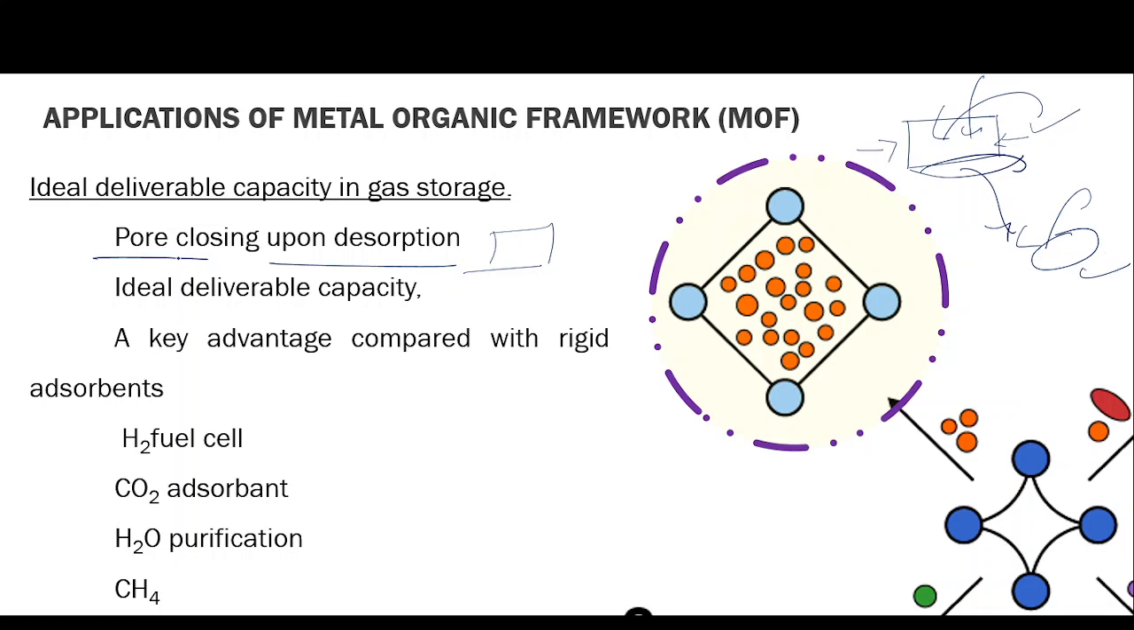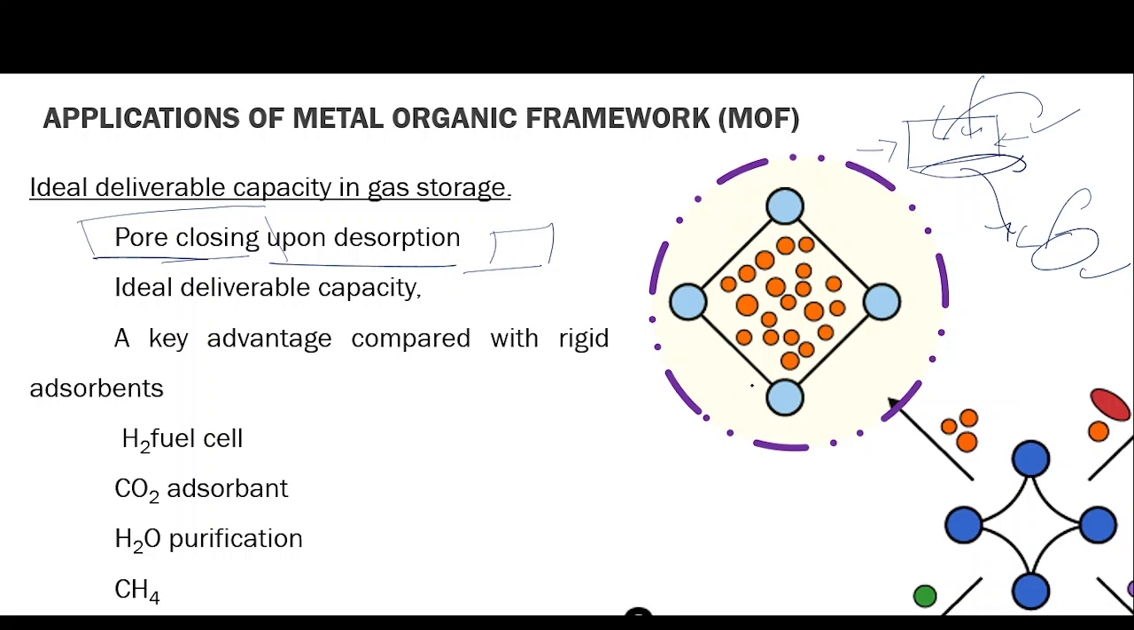So now it can be called a closed pore, which means the pore is no longer capable of taking up the molecule. So it can be engineered to take only a certain amount of gas, not to any extent, and it has an ideal delivery capacity. Which means it doesn't just store, it also gives out when you require it.